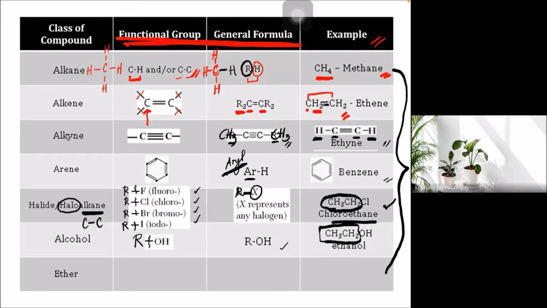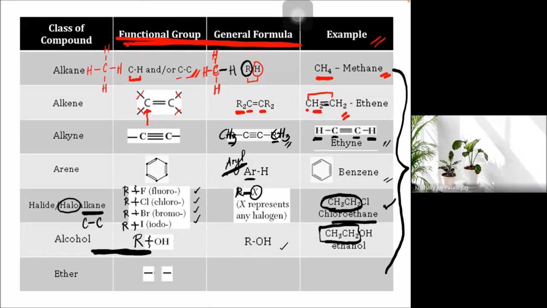What should you remember for alkane? When there is a carbon to carbon triple bond, that is alkyne. When there is an alkane and then an attachment of a halogen, that is haloalkane or halide. When there is an OH attached to a straight chain or an open chain, straight chain or branch chain alkyl group, then that is alcohol.